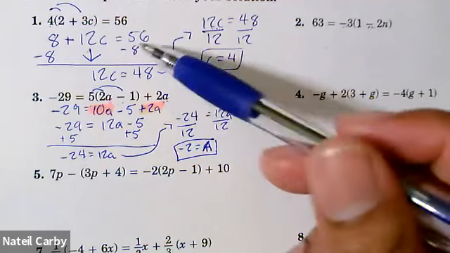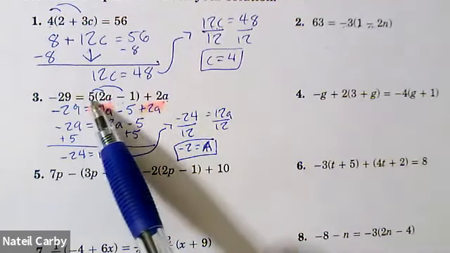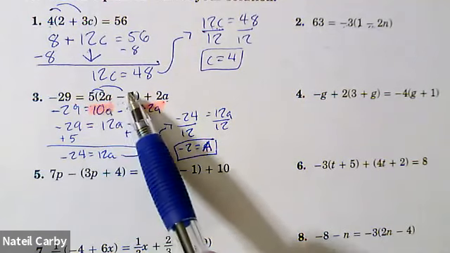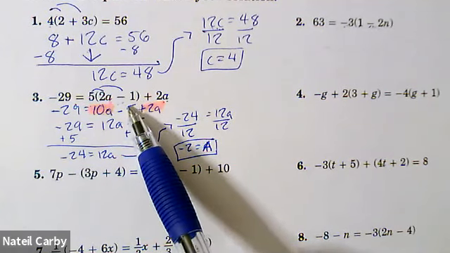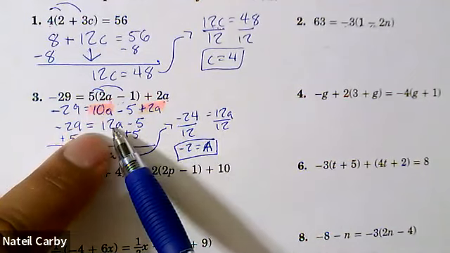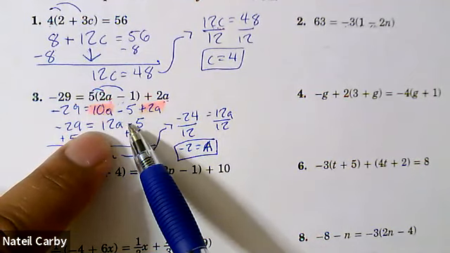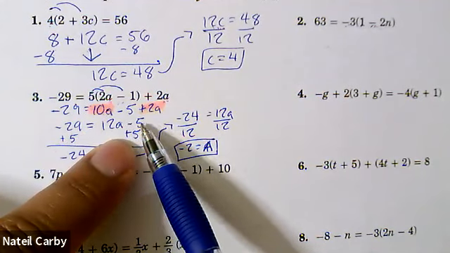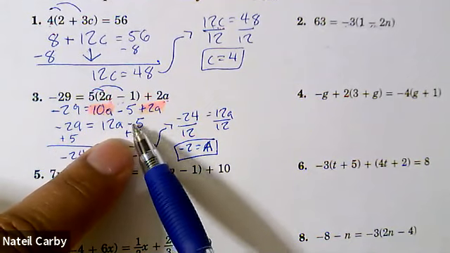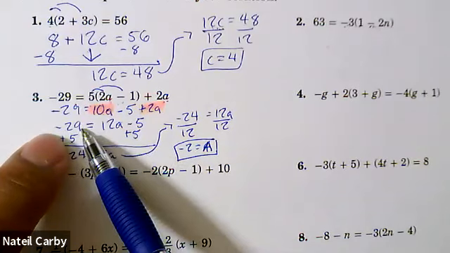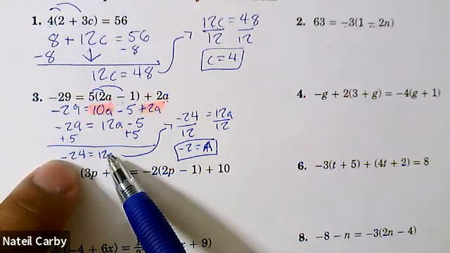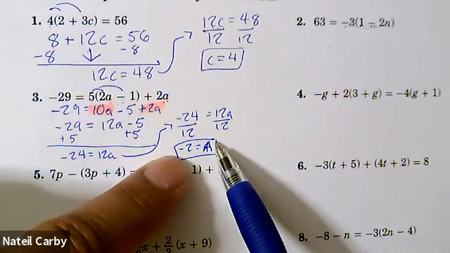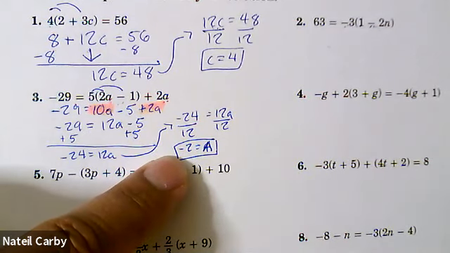So number 3, we take the same approach like we did for number 1. Look for the parentheses, distribute. 5 times 2a, 10a. 5 times 1, 5. I got like terms, so I combined them to get 12a, and I brought down my minus 5. I got to get 12a by itself, so I add 5. I add 5 because it's already subtracting 5, and you got to do the opposite. Add 5. And negative 29 plus 5 is negative 24 equals 12a. And then you divide by the coefficient in order to figure out what you got going on here.